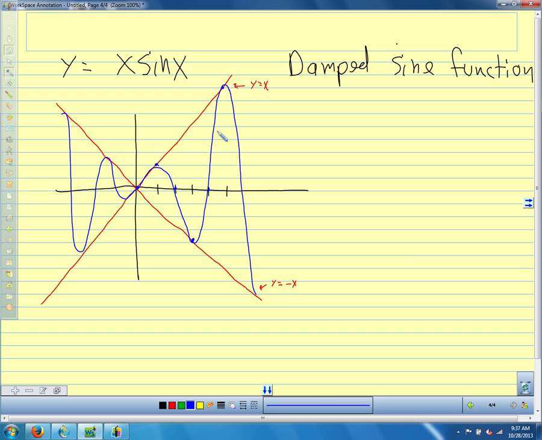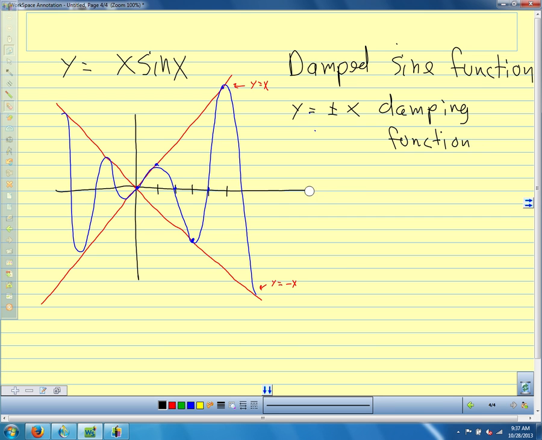And we call, yes? The red line is called the damping function. A dotted line, yeah, you could draw it either way. It doesn't really matter. So the line y equals plus or minus x is a damping function. And sometimes you'll hear it called the envelope for the function.